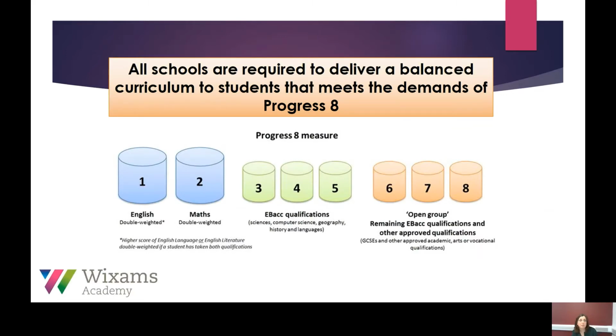Now, I want to take the opportunity to talk about Progress 8. Progress 8 is a measure which is really for us as a school. However, it helps explain some of the way that we have structured our options process. So the government wants students to have a broad and balanced curriculum, and that is why they've asked schools to focus on Progress 8. So Progress 8 divides the subjects into 8 subjects at GCSE. Now, English and maths are both double weighted, so they're twice as important for us as a school.